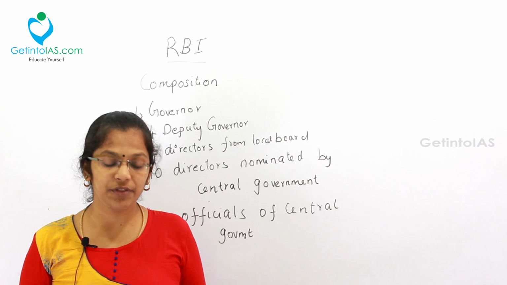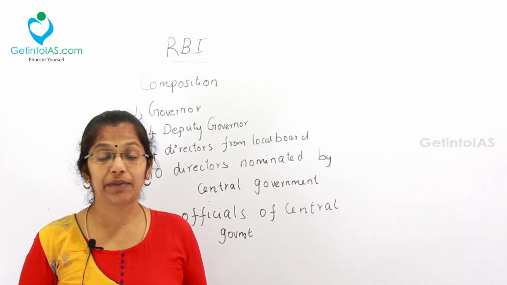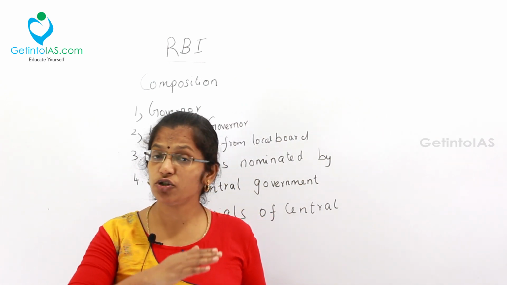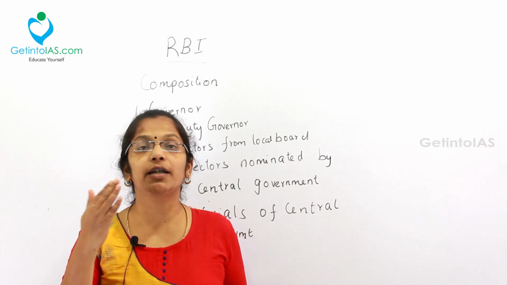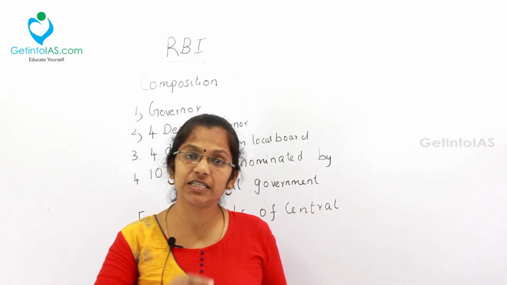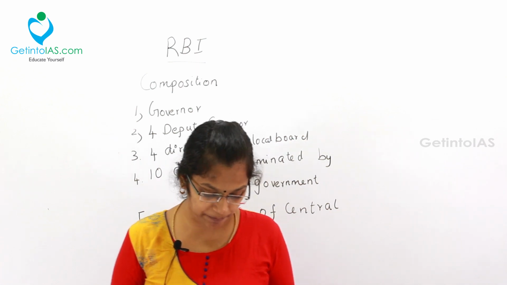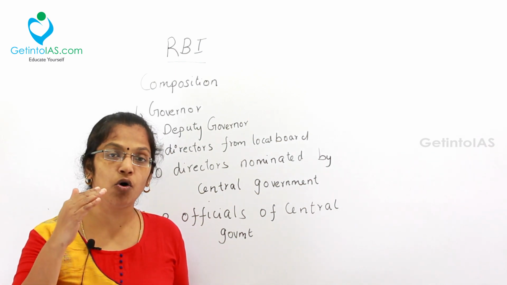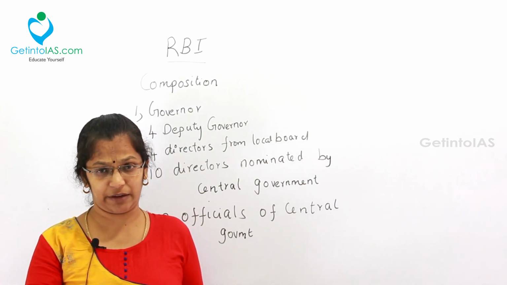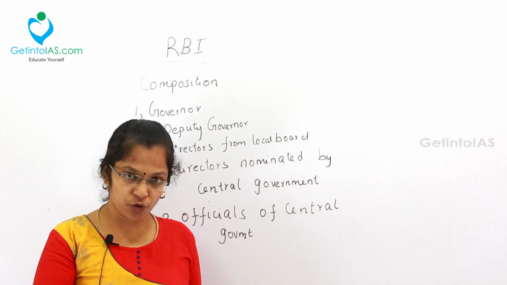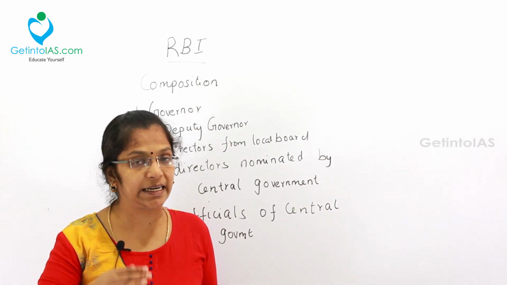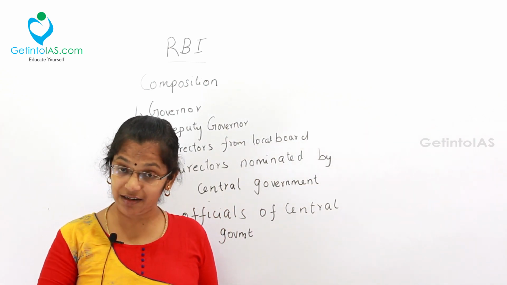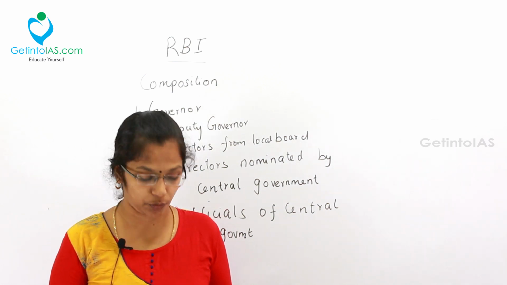The tenure of the RBI governor is 5 years and he is eligible for re-election. The tenure is not exactly 5 years, but at most 5 years, which means the maximum can be 5 years. Then the 4 deputy governors also have a tenure of at most 5 years. It is not exactly 5 years. It can be 2 years or 3 years, but it can never be more than 5 years. They are also eligible for re-election.